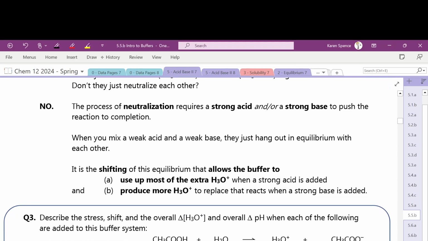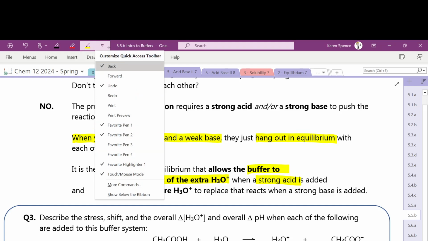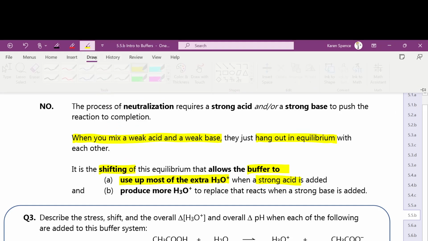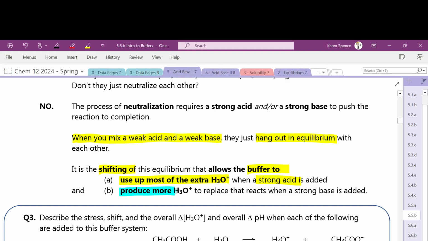So whenever you mix a weak acid and a weak base, they just hang out in equilibrium with each other. And it is the shifting that allows the buffer to either use up most of the extra OH when we add a strong acid, or to produce more H3O plus to replace the stuff that reacts when we add a strong base.